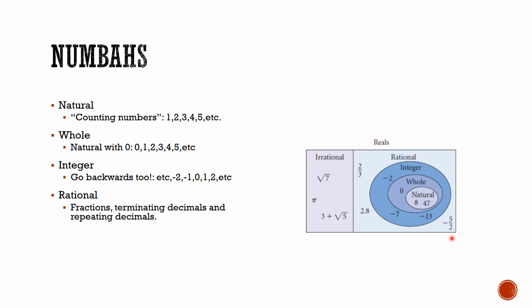Oh no, I'm doing that backwards. I'm sorry. If you start on the inside, it's also everything on the outside. So if I say the number 7, that is a natural number, that is a whole number, that is an integer, and it is a rational number. And it's also real. Everything's real.